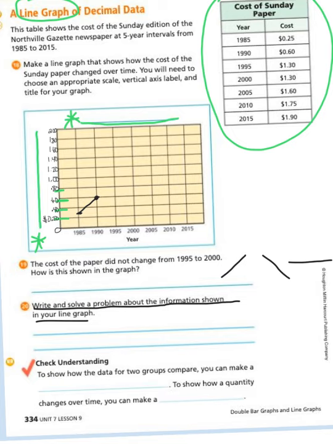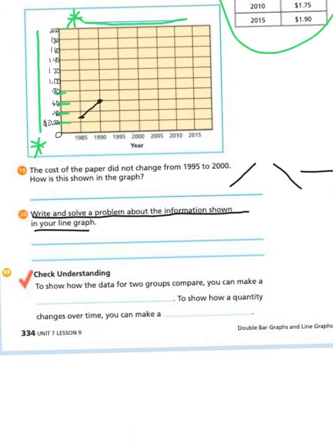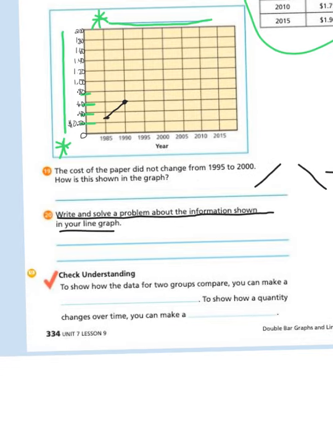And then at the very bottom, the check understanding to show how the data for 2 groups compare. You can make a blank to show how the quantity changes over time. You can make a blank. So what kind of graph would you put in for 2 groups of information and something where there's change over time? So one has to do with a line graph and one has to do with a bar graph. So those are the words you'll put in there.